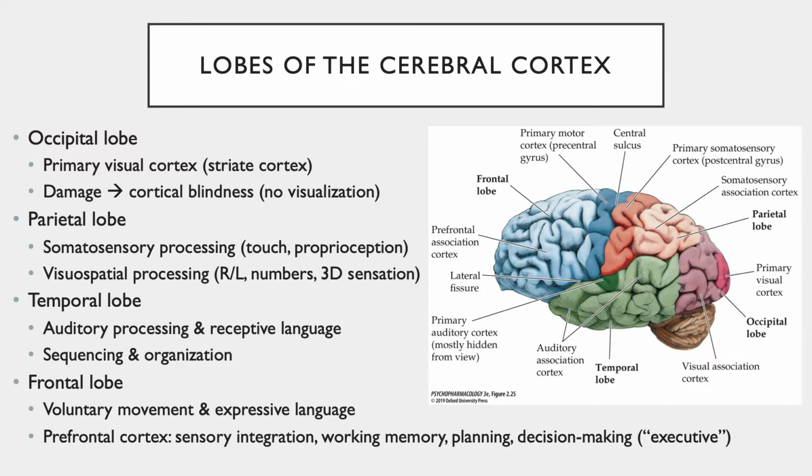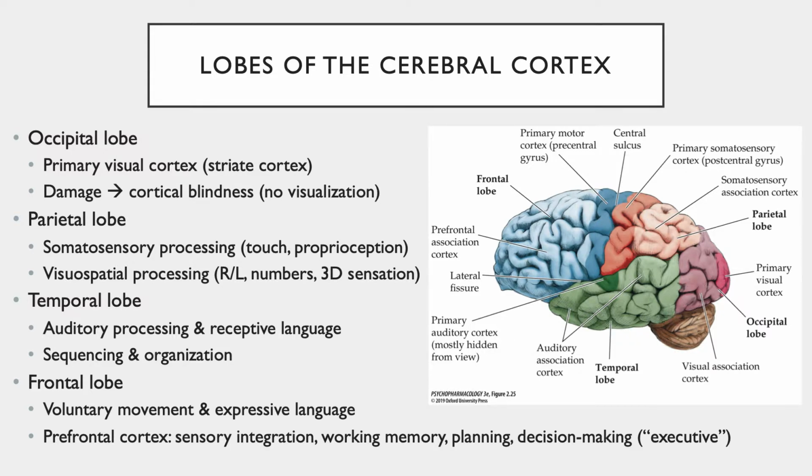The temporal lobe is located near your ears, and a helpful mnemonic for remembering the location of the temporal lobe is to think of tempo, like music or sound, being close to the ears. The temporal lobe helps govern auditory processing and receptive language. That is, the ability to hear and receive and read language, otherwise known as comprehension. The temporal lobe is also involved in sequencing and organization. Damage to the temporal lobe is involved in the pathophysiology of dyslexia.